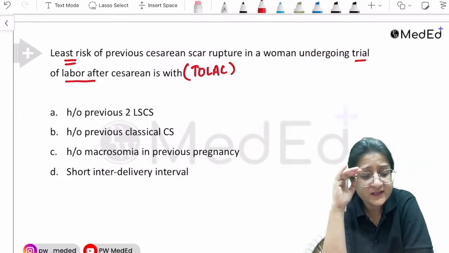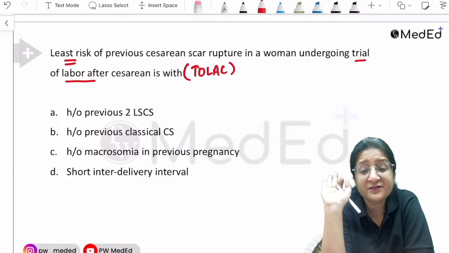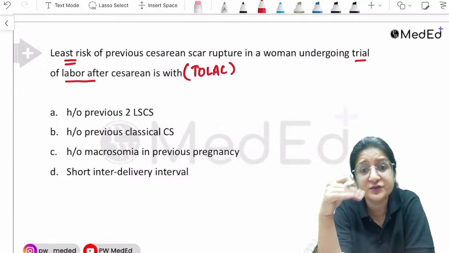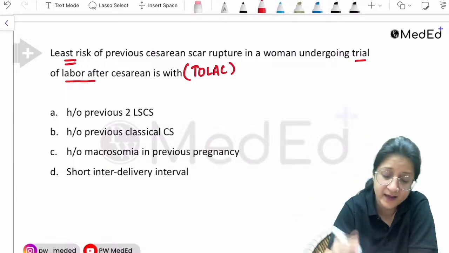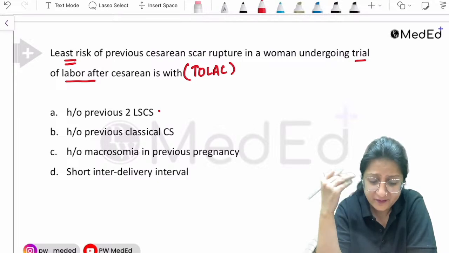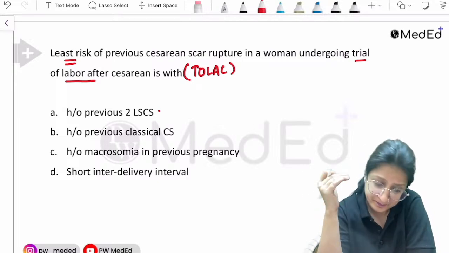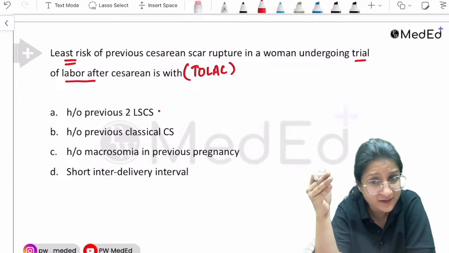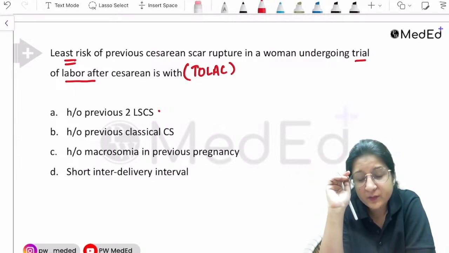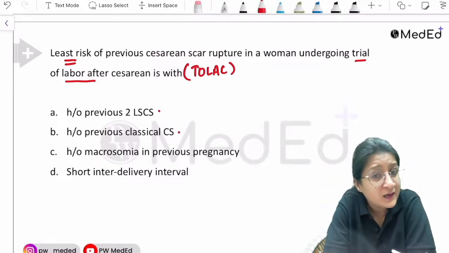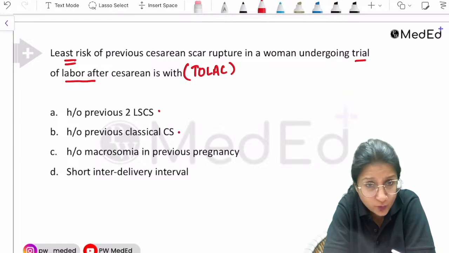Yesterday we discussed history of previous 2 LSCS, a very high risk situation. I don't go for vaginal delivery there because the risk of scar rupture is very, very high. So obviously this is not the answer. History of previous classical cesarean section: obviously, I told you, scar in the upper segment is very high risk, will rupture in a subsequent pregnancy or with a trial of labor. So I don't go for vaginal delivery in this situation. Yesterday we discussed both A and B.